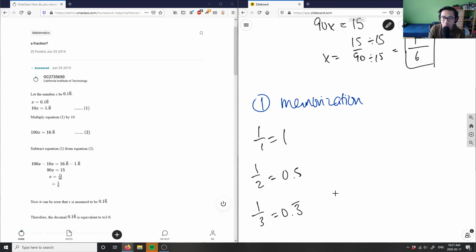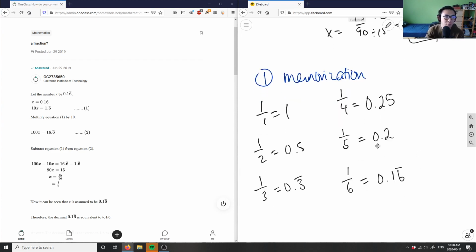1 over 4 is a quarter, or 25 cents. 1 over 5 is 0.2, and 0.2 times 5 equals 1. And 1 over 6 is the one I just solved for, 0.16 bar. As you can see, there's a relationship: I'm going from one to a half to a third to a fourth to a fifth to a sixth. If you look at the decimals, they're going down: 1, 0.5, 0.3, 0.25, 0.2, and 0.16 for 1/6.